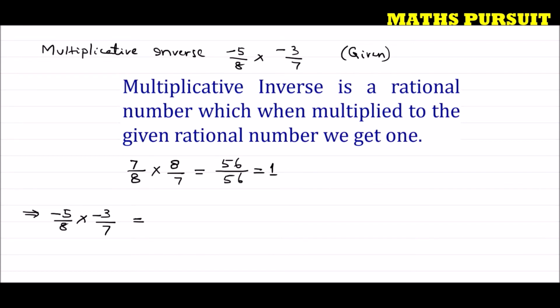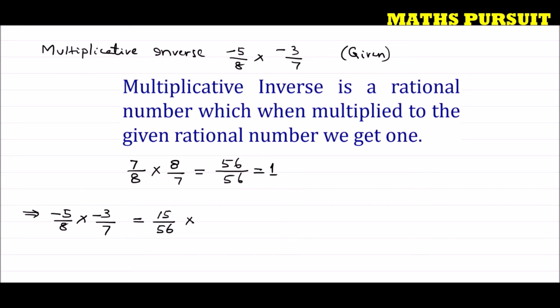So -5 into -3 is +15 upon 8 7s are 56. So what we got? We got 15/56. Now what should I multiply to this 15/56 so that I can get 1?